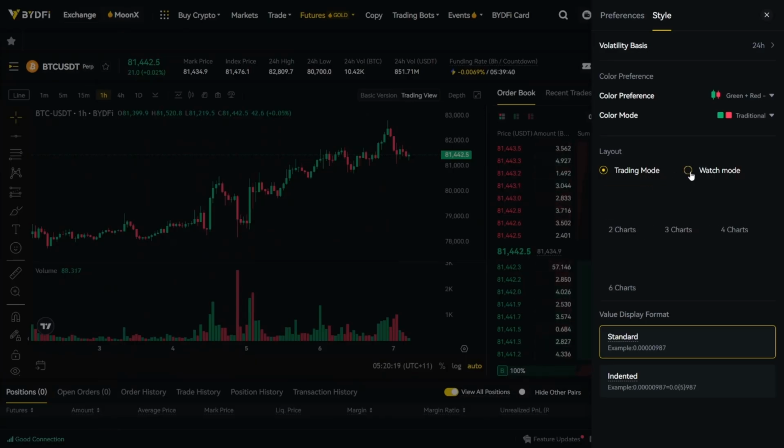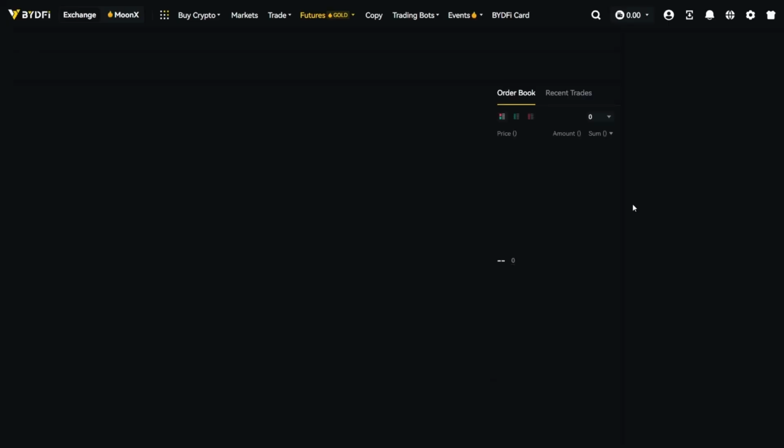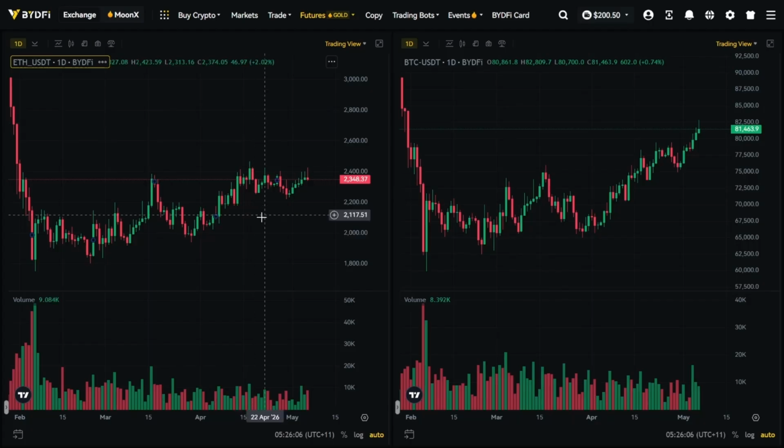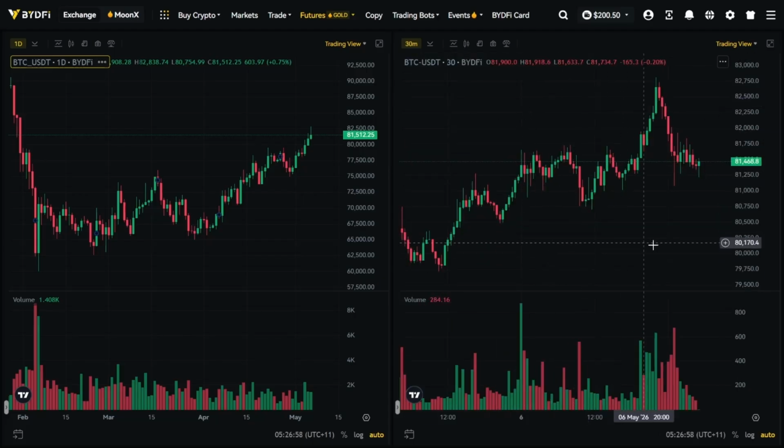We also have something called watch mode. Watch mode is a helpful feature that lets you view multiple charts at the same time. Instead of jumping between tabs, you can track different trading pairs side by side and compare how they're moving in real time. For example, with two charts, you can watch Bitcoin and Ethereum together, compare their charts and look at their price movements, or you can look at the same asset on different time frames, like a lower time frame for entries and a higher time frame for overall trend. In general, it makes it easier to stay organized, spot opportunities quicker, and get a clearer view of the market.